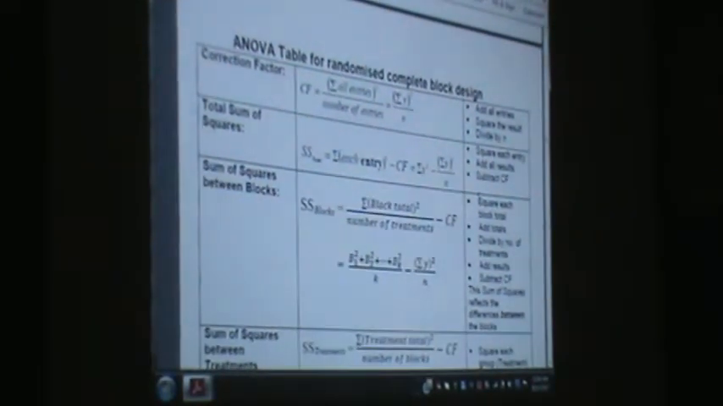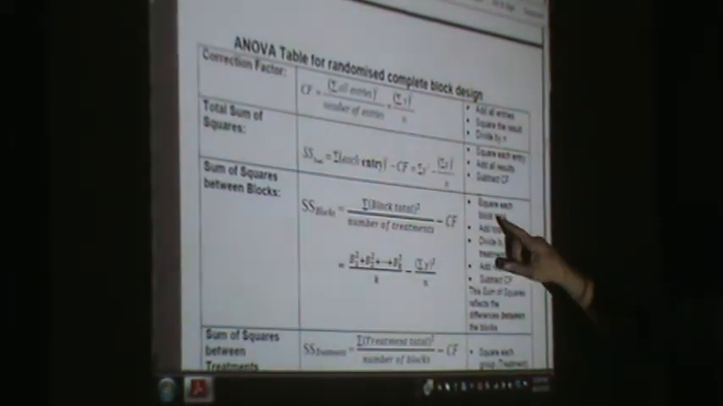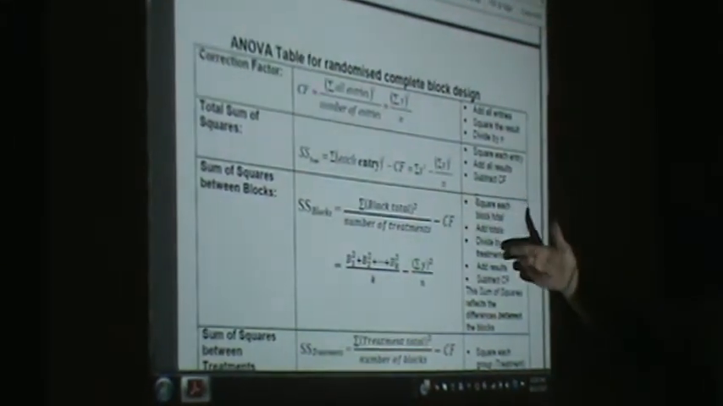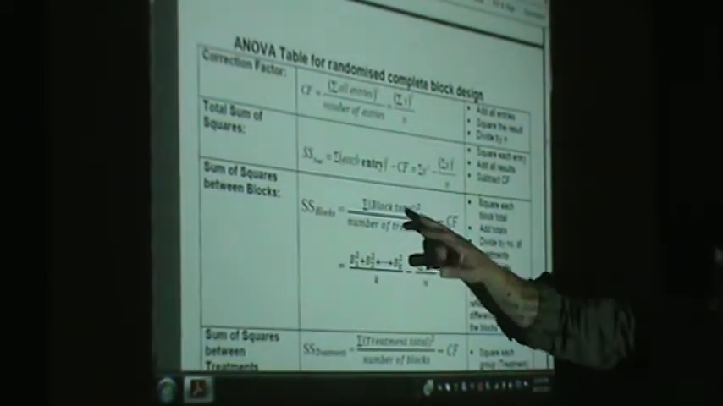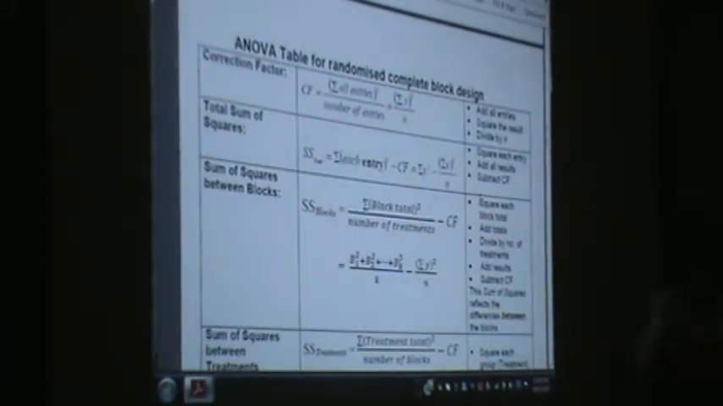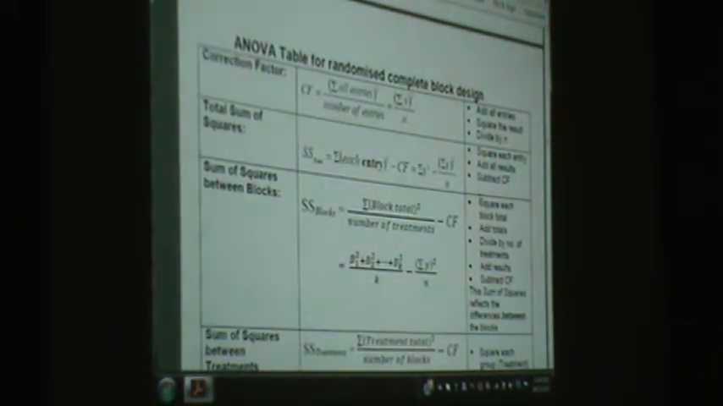So let's see. Again, these are the very same formulas that I had on my notes, just in a much neater format that you can actually read. And in fact, it's actually telling you what to do too, which is nice. If you can't quite say, what do you mean by the sum of the block total? Okay, square each block total, add the totals, divide by the number of treatments. It's very clear the steps you're doing. It's actually a very nice paper, I thought.